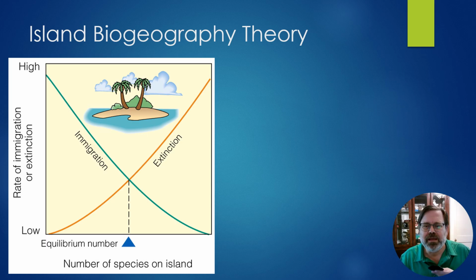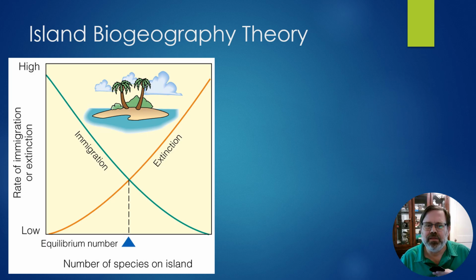This sort of thing relates to a concept called island biogeography theory, and this basically poses that individual islands of habitat, whether it's a literal island in the sea or it's a patch of habitat in a sea of inhospitable habitat, the number of species found there is a product of or a function of the extinction rate and the immigration rate.